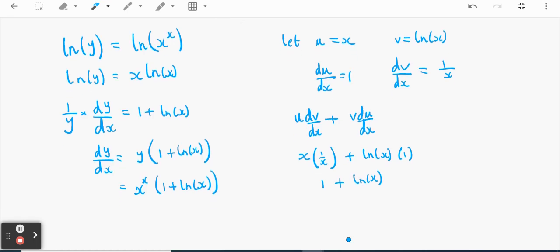Let's have a look at another example. Let's make it a bit tougher. Let's go y equals sine of x to the power of cos of x. So again, looks complicated, but it's the same principle. So we want to work out dy/dx, of course. We're trying to differentiate this.